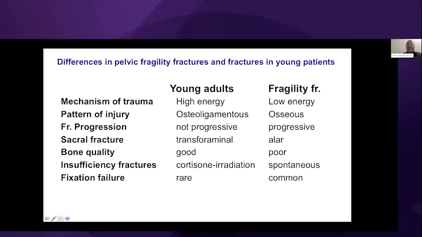Sacral fractures in young adults are transforaminal in many cases. In fragility fractures, we usually have alar fractures. The bone quality is good in young adults, poor in fragility fractures. Insufficiency fractures can be seen in young adults after corticosteroid intake or irradiation, but can be seen spontaneously in older patients. Fixation failure is rare in young adults, and can be seen more in fragility fractures.